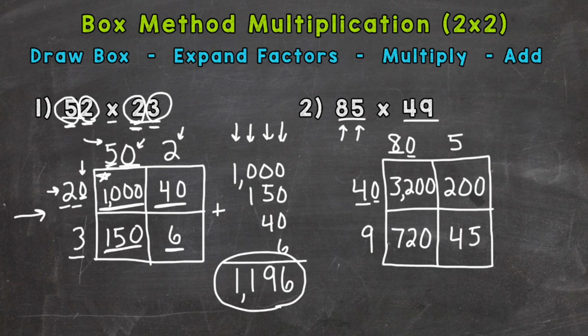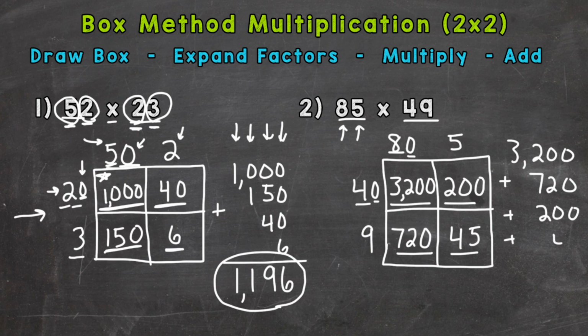So everything's multiplied, and it's time to add our partial products here. So we can go greatest to least and line everything up. So 3,200 plus 720 plus 200 plus 45. And we are ready to add. So 5 here, 2 plus 4 is 6, 2 plus 7 is 9, plus 2 is 11, and 1 plus 3 is 4. So we get 4,165.